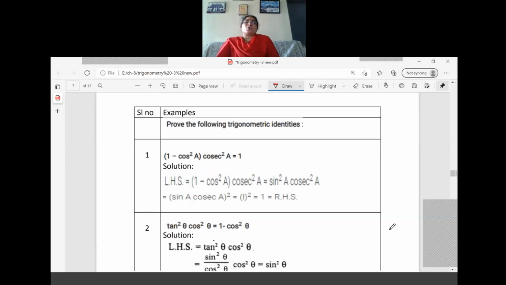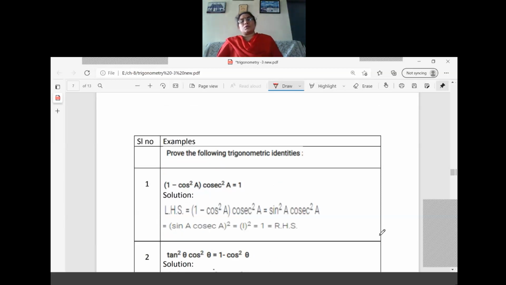So 1 minus cos square A into cosec square A equal to 1. So that is the solution. LHS equal to 1 minus cos square A into cosec square A. So 1 minus cos square A, I have written sin square A. How did we get this one? We are using the first identity. So what is the LHS we have taken? 1 minus cos square A into cosec square A.